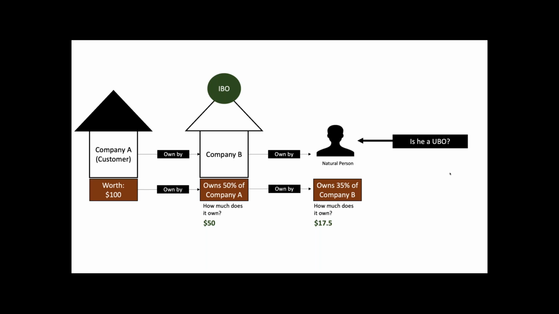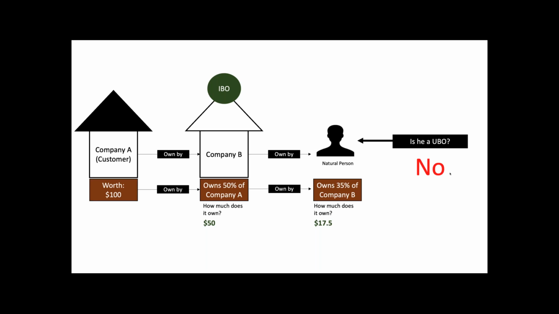A natural person owns 35% of company B. Is that what you're saying? Yeah. So he's not a UBO then. He's not a UBO. Okay, he's obviously not a UBO now, right? That's what we're going with. Correct. Yeah, it's only 17.5%. Could you explain further?